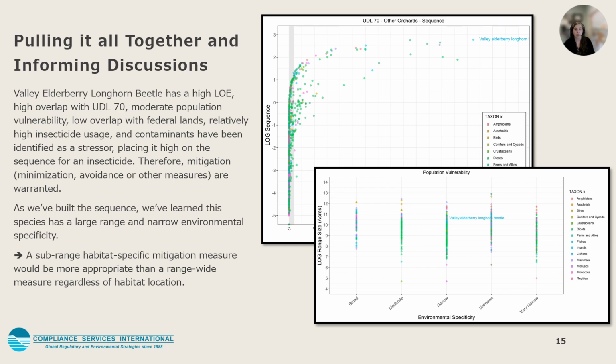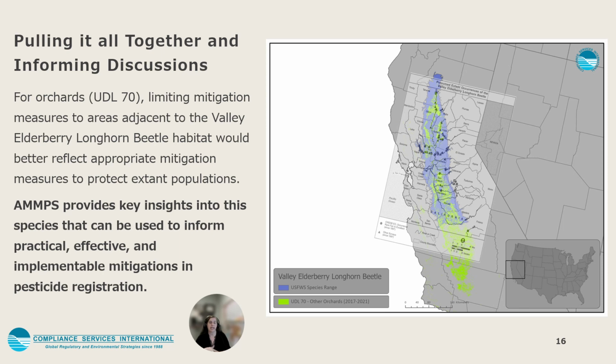As we built the sequence, we've learned that this species has a large range and narrow environmental specificity, and those are two attributes that we've plotted here, where you have on the y-axis the log of the range size, and then on the x-axis environmental specificity, and you can see the Valley elderberry longhorn beetle there in the middle. A sub-range habitat-specific mitigation measure would be more appropriate than a range-wide measure where you're doing the measure regardless of habitat location, because we do know where this species is. It is a large range with that habitat distributed throughout that range, but in very specific locations. For orchards, limiting mitigation measures to areas adjacent to the Valley elderberry longhorn beetle habitat would better reflect appropriate mitigation measures to protect extant populations.